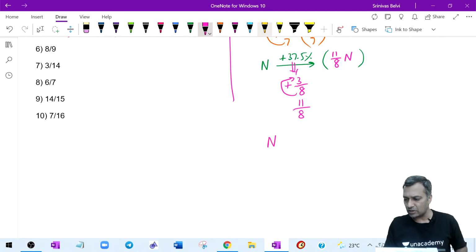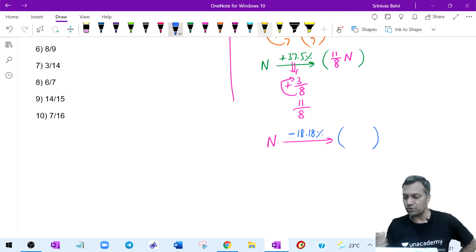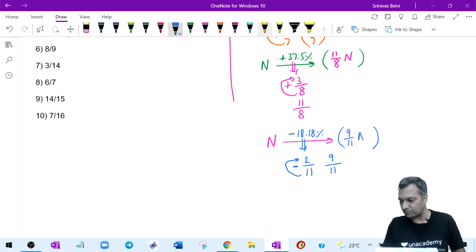Now, the multiplier can be on the negative side as well. Say there is a number and I want to decrease it by 18.18%. You look at this: 18.18% is nothing but minus 2 divided by 11. Therefore, you write the multiplier. Don't disturb the denominator, 11 as it is. 11 minus 2 is 9. Simply write 9 by 11th of the number, which becomes your output.